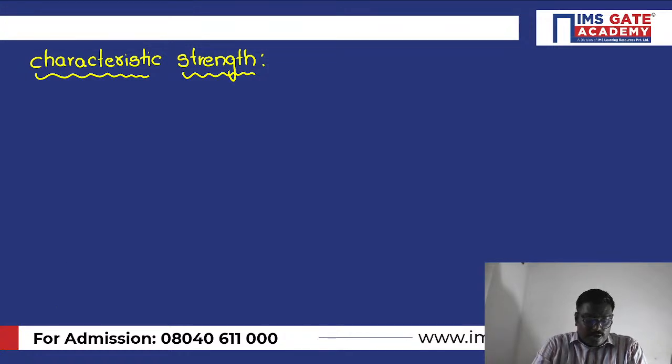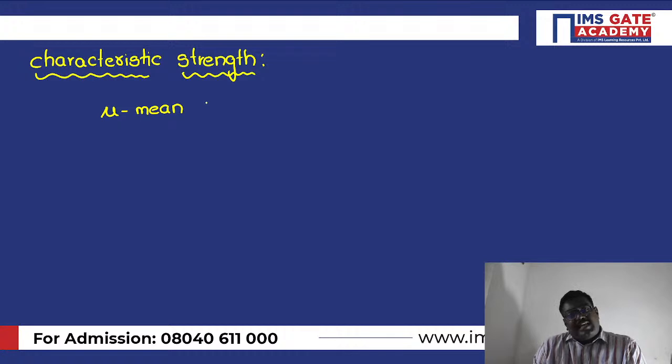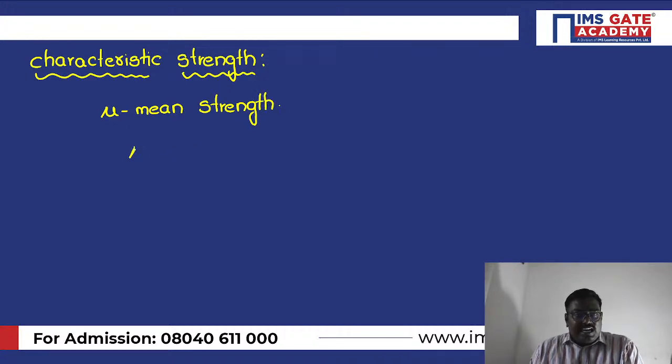Now when I talk about the characteristic strength here, my dear students, in the problem, mu is taken as the mean strength. So what exactly do we mean by mu? It is nothing but the mean strength. When I talk about the mean strength, it is nothing but the average. So how do you calculate the average?